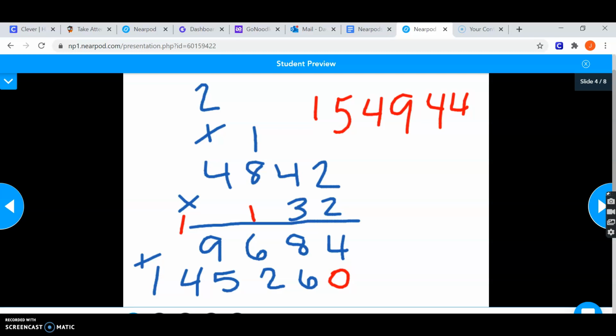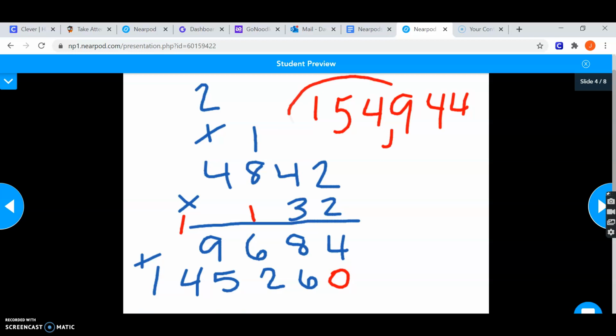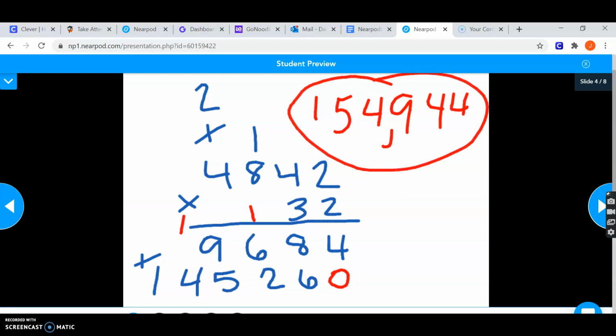So I'm going to count 3 digits in. 1, 2, 3. And I'm going to put in my comma. So this is a really big number. This number is 154,944. That is how you would say that number, friends.